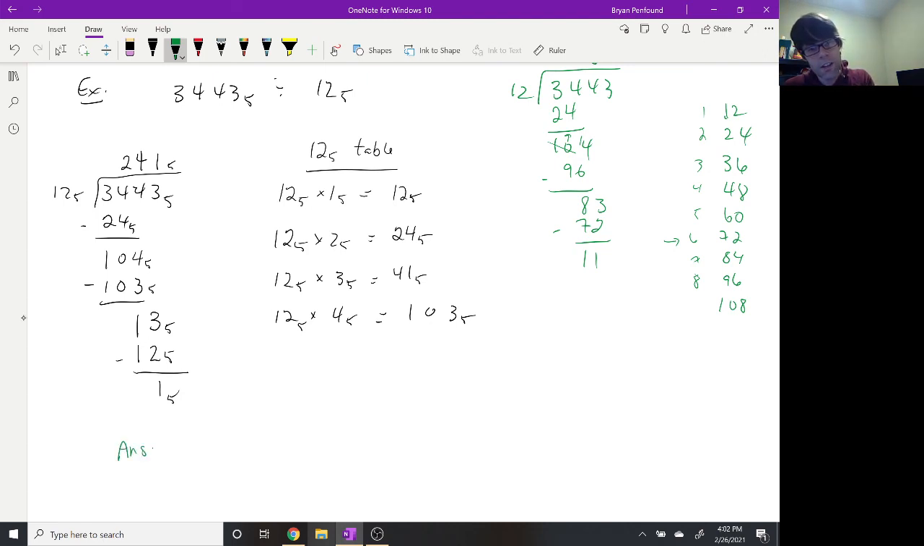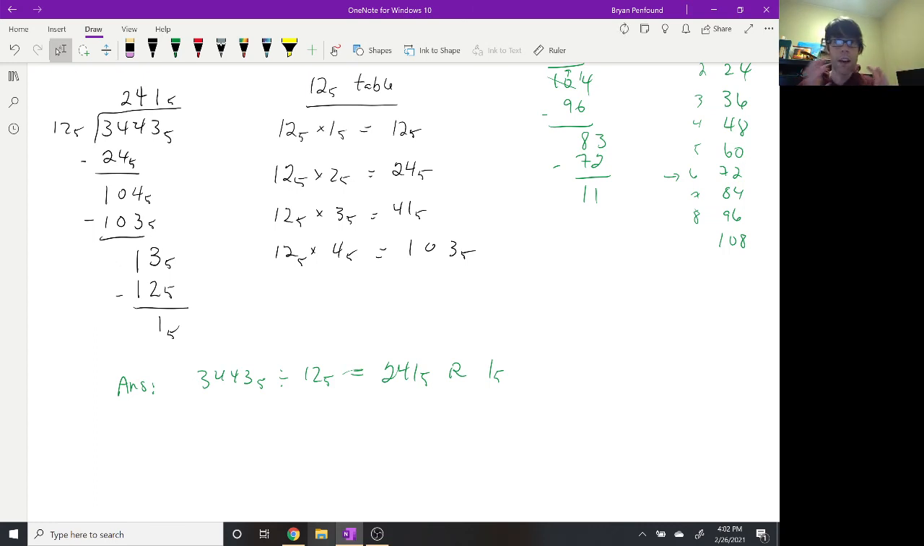So final answer here is that 3, 4, 4, 3 in base 5 divided by 7, or 1, 2, should be the number 2, 4, 1 in base 5 with a remainder of 1 unit. So if I had to model this, I'd have 7 equal-sized groups. I would have been able to get 2 25 blocks, 4 5 blocks, 1 unit into each of those equal-sized groups, and then I have a leftover unit that I just wasn't able to get into those 7 equal-sized groups.